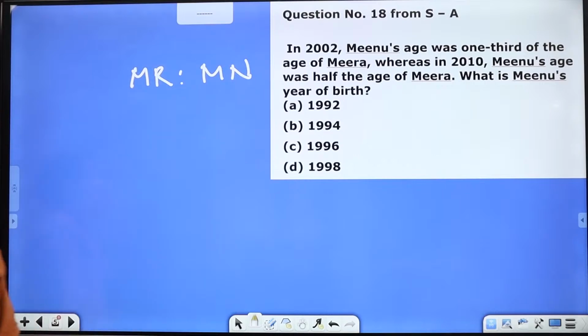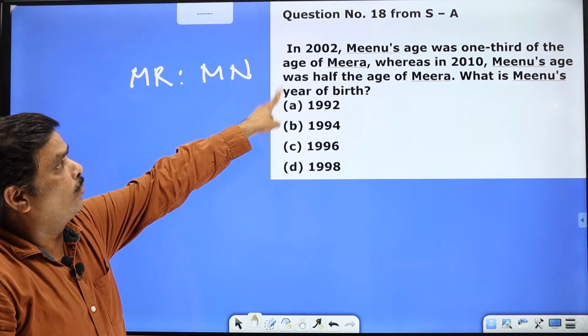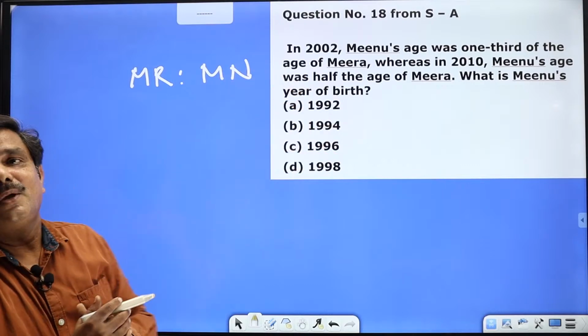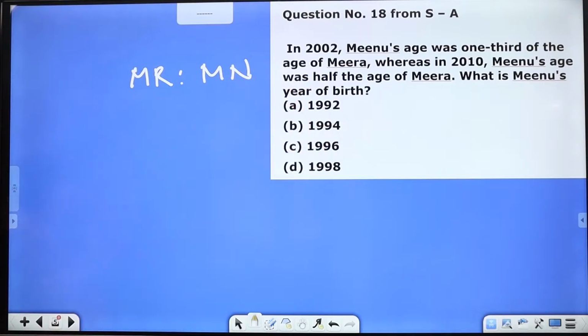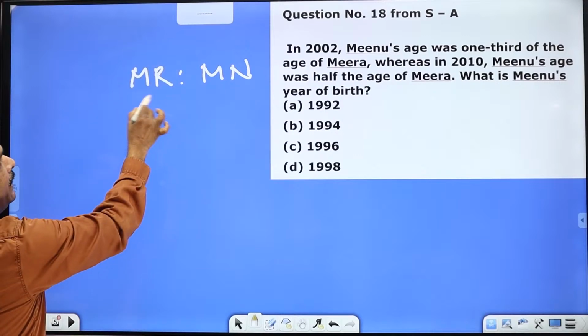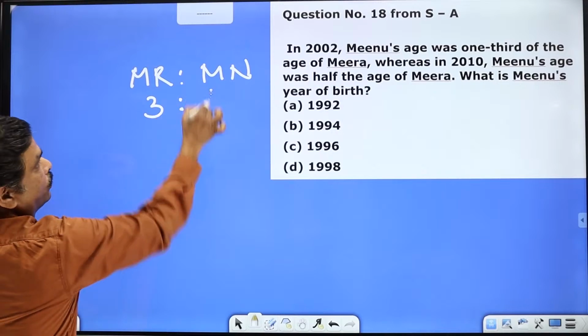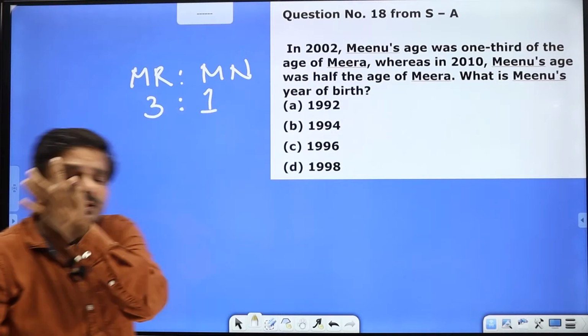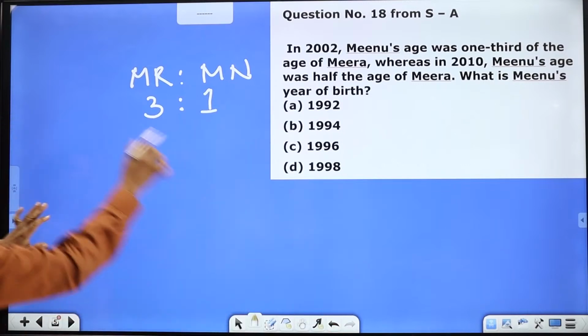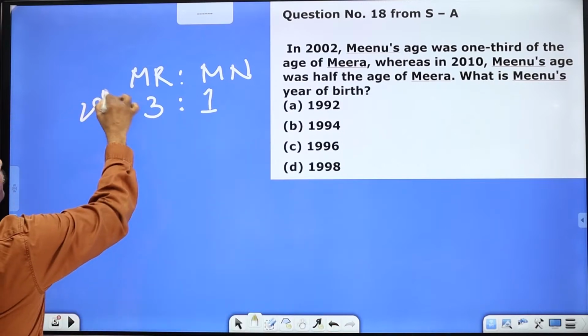M:N, I'm writing. They have given that in 2002, Meenu's age was 1/3 of Meera's. What is the ratio of these two in 2002? Meenu's age is 1/3 of Meera's, which means if Meera is 3 years, Meenu should be 1 year old. That is 3:1. Got the clarity?